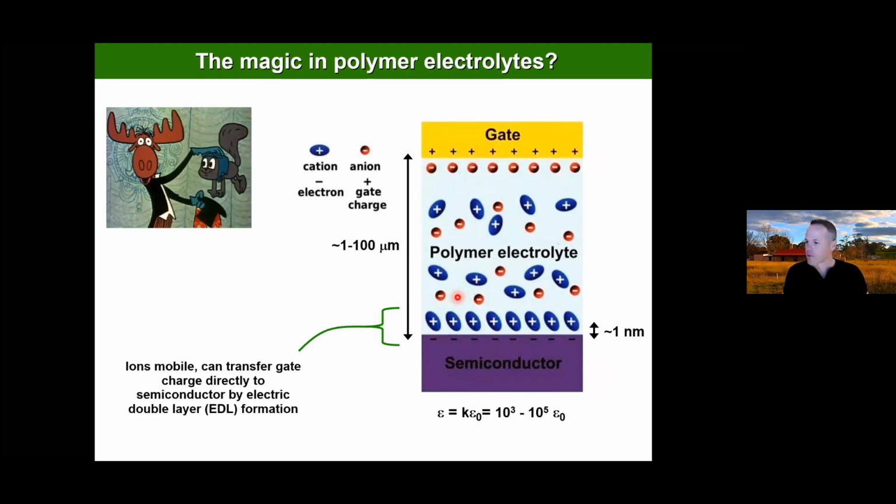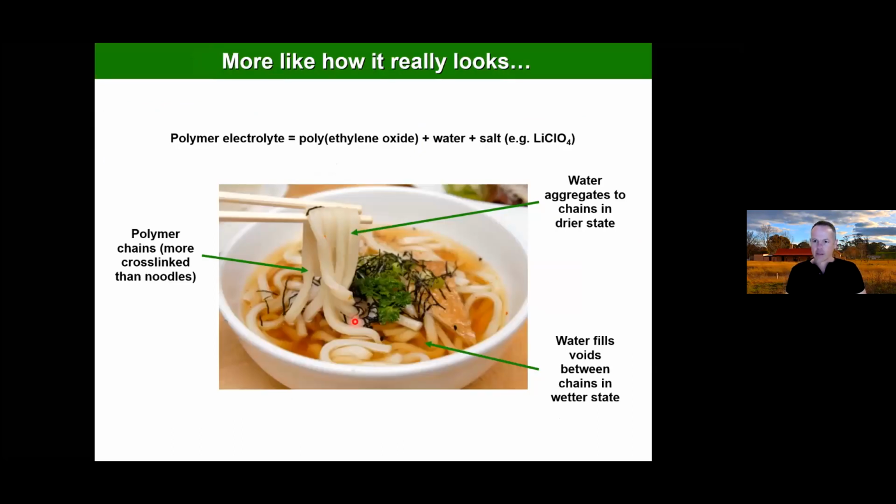You essentially have a dielectric that's dissociable, that allows you to put your effective gate charge right up against your interfaces and get very, very strong fields and very, very strong gating effects as a result. Now, it's all well and good to draw a picture like this. What you're really looking at is something that looks a little bit more like a bowl of noodles.